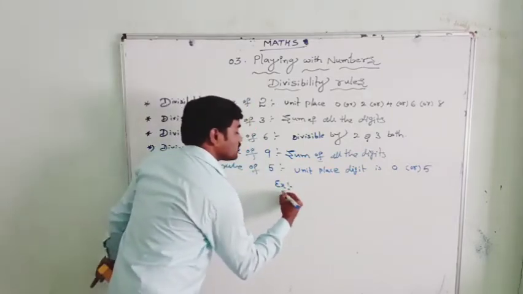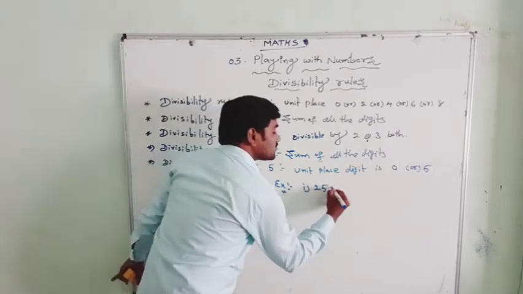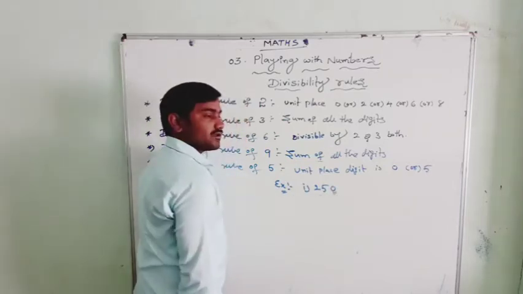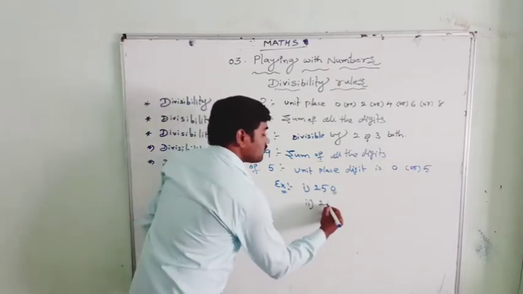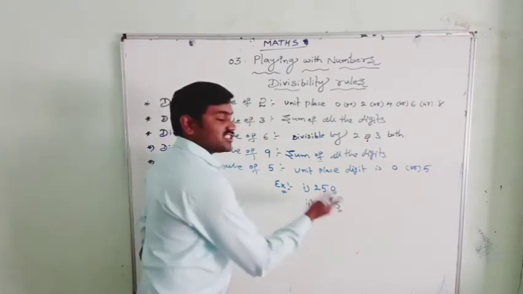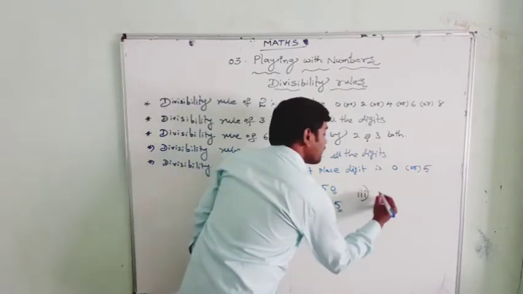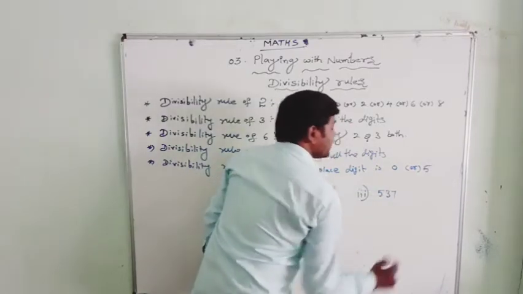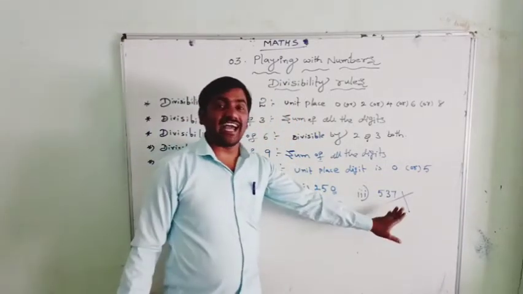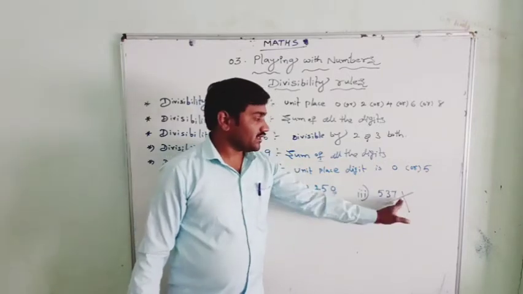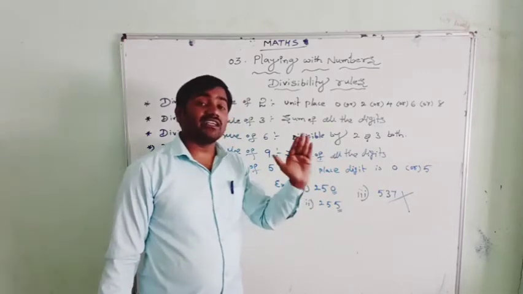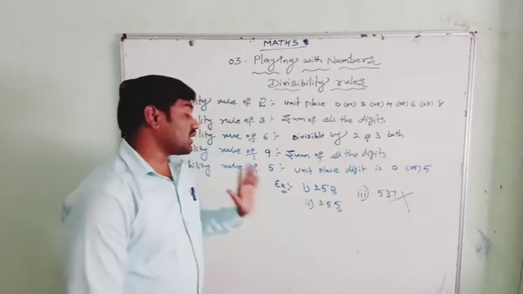Let us see. Suppose I have given one number here, 250. Is it divisible by 5? Exactly divisible by 5 because the unit place digit is 0. Let me take a second example, 255. Is it divisible by 5? Definitely it is divisible by 5. The unit place digit is 5. Now let me take one more example, 2537. Is it divisible by 5? No, it is not divisible by 5 because the unit place digit is neither 0 nor 5. So if the unit place digit is 0 or 5, then the number is divisible by 5. Otherwise it is not divisible by 5.